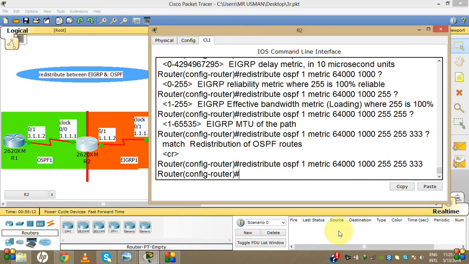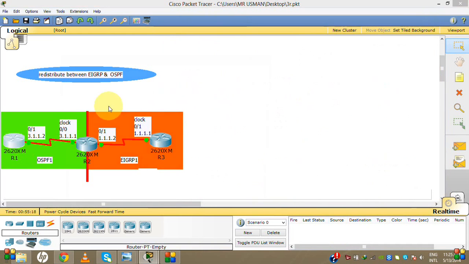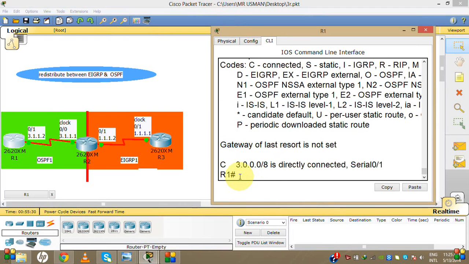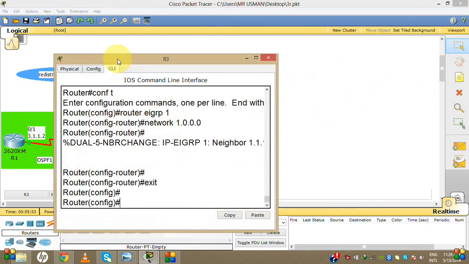Okay, now I'm going to ping the previous interface. It was not pinging because two protocols are running on it. First of all, I will check its routing table, show ip route, and it's showing only directly connected routes in its routing table, because I have advertised OSPF into EIGRP, not EIGRP into OSPF.